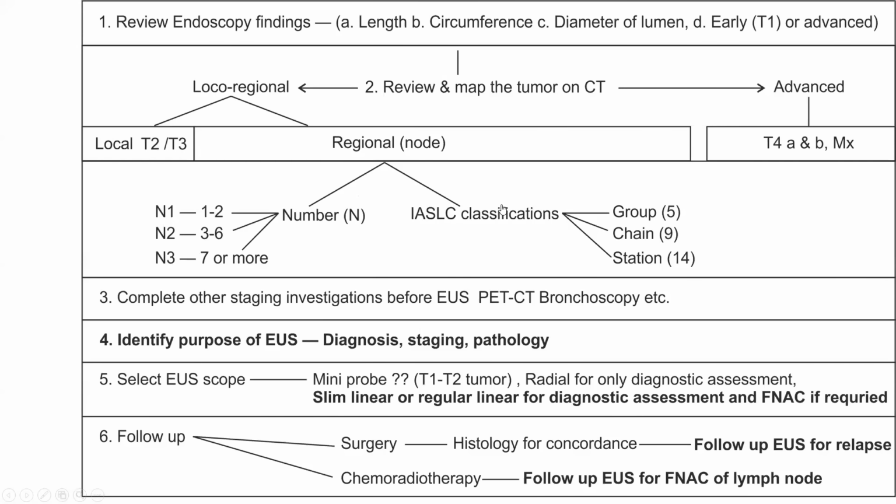So this is the last part, the follow-up. We are going to do follow-up, we are going to do surgery, we are going to get histopathology, and we are going to ask in the tumor board meeting what the finding in histopathology was, whether it corroborated with my EUS finding, whether my pathology finding corroborated with the CT finding, and then we have to follow up after surgery with EUS and labs. The only purpose of EUS in follow-up for chemoradiotherapy would be if I want to offer FNAC of the lymph node.